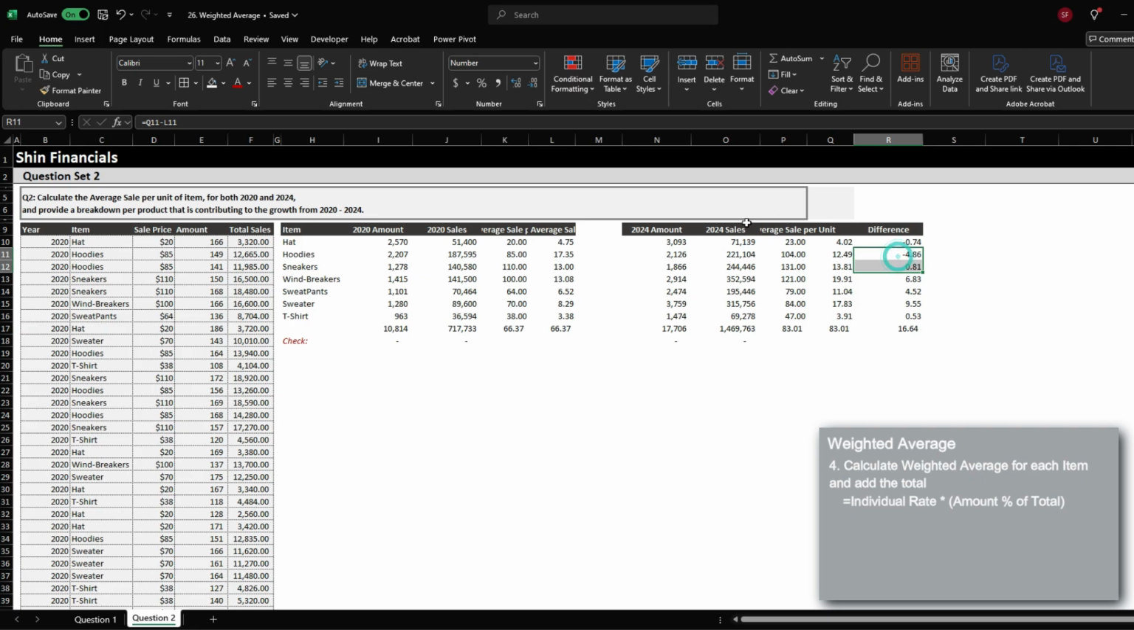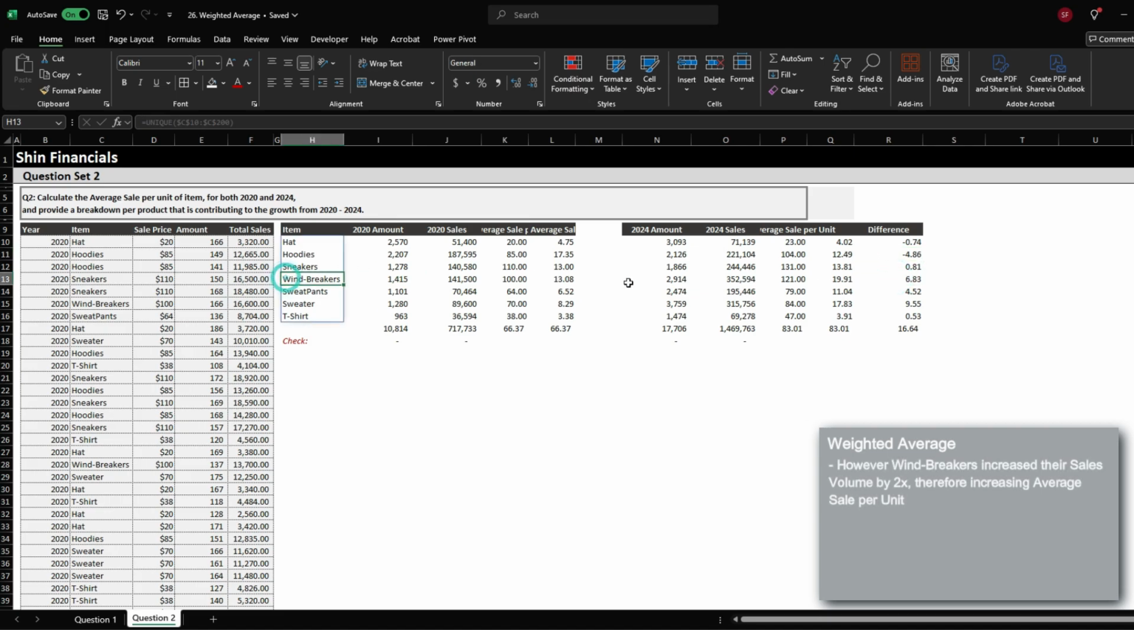And we can see that for hoodies, although the average sale per unit went up, in 2024 it's about $104 per hoodie, whereas in 2020 it's about $85. We actually undersold the amount, where in 2024 we sold about 2,126, whereas in 2020 we sold 2,207. So from a total revenue perspective, hoodies did not increase the average sale per unit as much as it did in 2020. So that's why you'll see a difference of around negative $5.